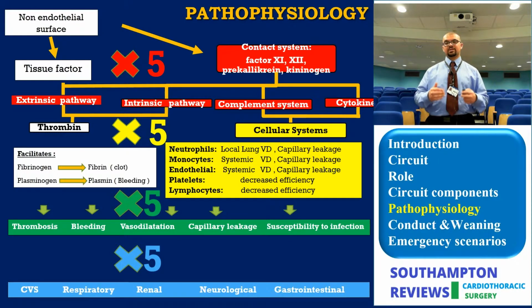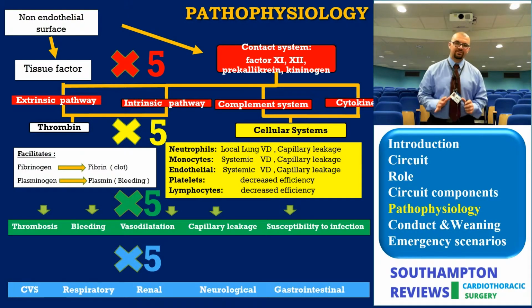Down in the hierarchy, these will lead to 5 cardinal effects, that is increased susceptibility to infection, capillary leakage, vasodilatation, thrombosis, and bleeding at the same time. How is that possible? Simply because thrombin activates or catalyzes both production of clots as well as fibrinolysis. There is obviously a regulation system which decides which arm is more manifested. We will not go into that in details.